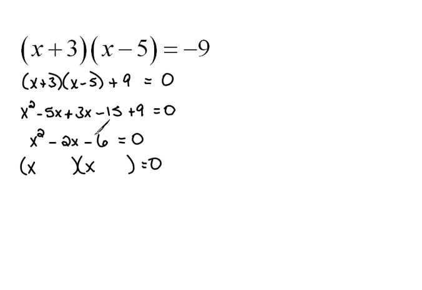And now we have to think of factors of 6 that are somehow going to give us a 2 in the middle. So let's think of all of our factors of 6. That would be 1 times 6. That won't add or subtract to give us a 2. Then we have 2 times 3, but that adds to 5 and subtracts to give us a 1. And there are no other factors of 6. So this cannot be factored. This is not factorable.